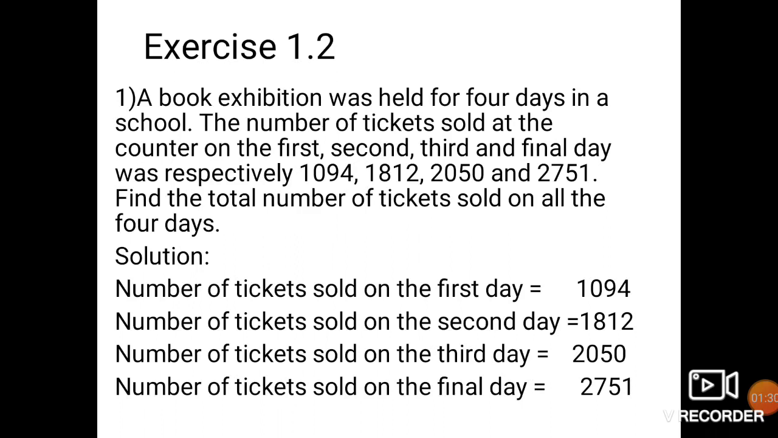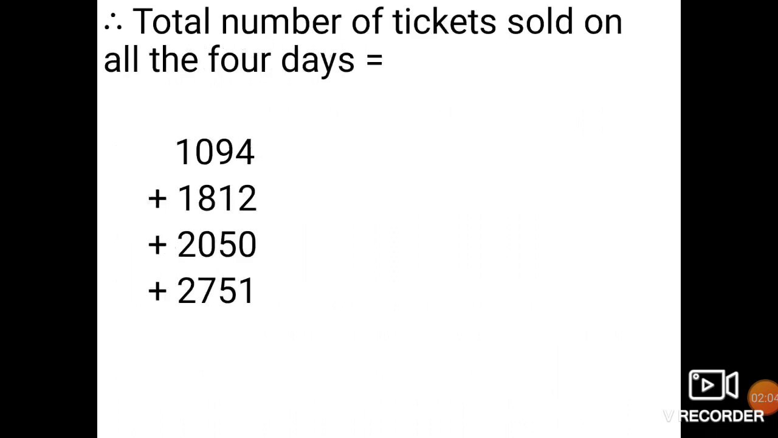Now, we will solve exercise 1.2. First problem, a book exhibition was held for 4 days in a school. The number of tickets sold at the counter on first, second, third and final day was respectively 1094, 1812, 2050 and 2751. So, we need to find the total number of tickets sold on all the 4 days. First, we'll write the given data. Now we will add all the tickets sold on all 4 days to get the total number.